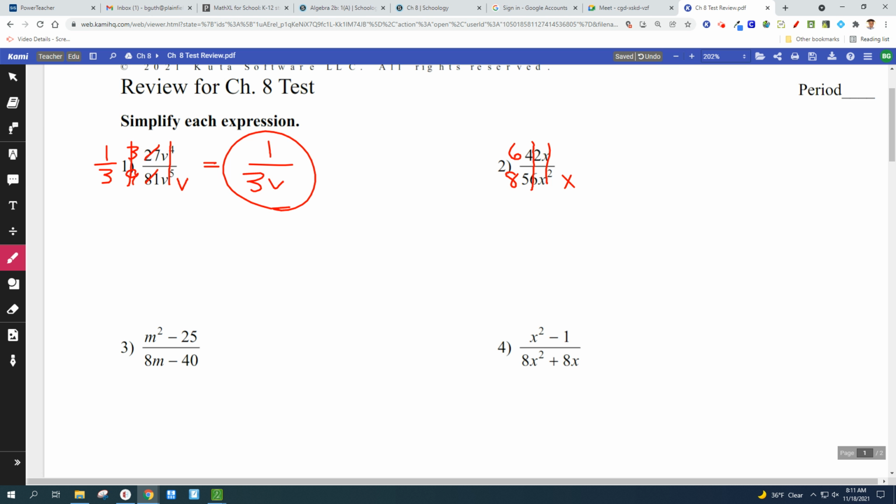Okay, I can reduce that as well. Both those numbers are divisible by 2. Divide by 2, you get 3. Divide by 2, you get 4. This is going to be 3/4x.